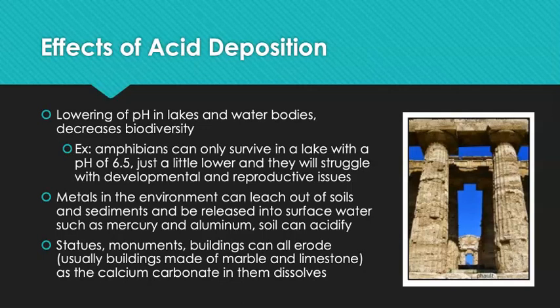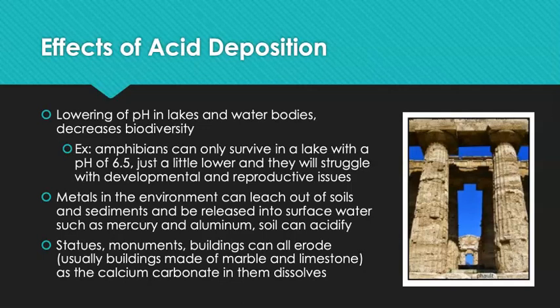Some of the effects on the environment can include lowering the pH of lakes and water bodies. Remember that 7 is a neutral pH. pHs above 7 are basic or alkaline, and pHs below 7 are considered acidic. So when we are lowering the pH, we are lowering that number below 7. One example of this is the effect on amphibians, or organisms like frogs, which can only survive in water bodies that have a pH of around 6.5 to neutral. If it's a little bit lower than that, so a little bit more acidic, they will really struggle to survive. They can start to have developmental or reproductive issues.